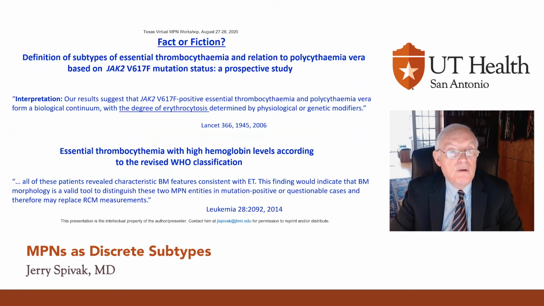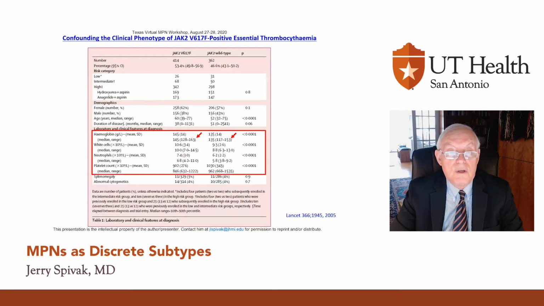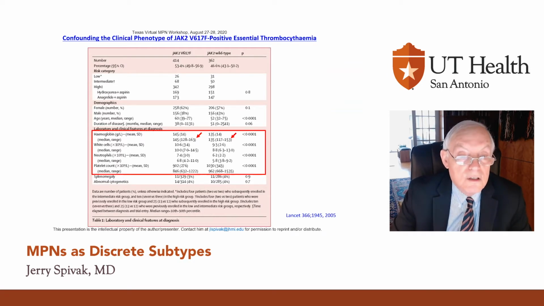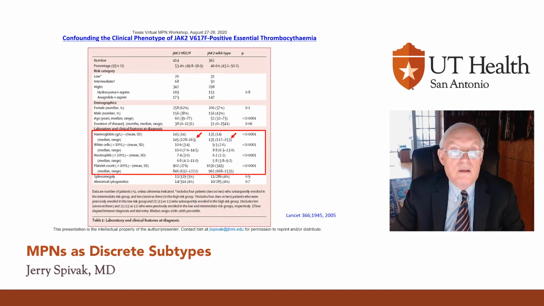Now we get into trouble here where people are claiming that subtypes of essential thrombocytosis are related to polycythemia vera. So you can't have a degree of erythrocytosis. Either you have it or you don't. And here they're trying to say the same thing, but they're using bone marrows to replace red cell measurements, which is, of course, a bogus concept. The confounding of the clinical phenotype of these so-called essential thrombocythemia patients is simple here. The JAK2 negatives have normal hemoglobins. The JAK2 positives actually have a high hemoglobin, and those are the ones who get the clots.